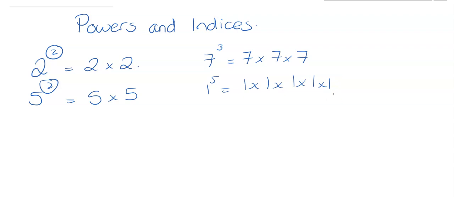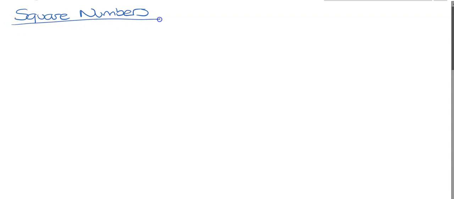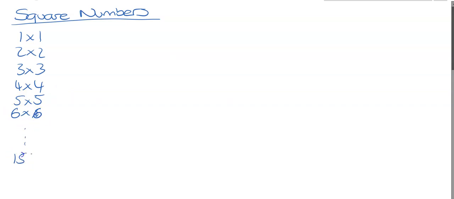So the key ones are the square numbers and the cube numbers, which hopefully we should know. But you need to know up to 15 squared, so the square numbers. You can either memorize them or you need to know how to work them out. So you've got 1 times 1, 2 times 2, 3 times 3, all the way down to 15 times 15. Now I'm not going to write them all out, that's your job. I will give you those ones that I've written on the screen.